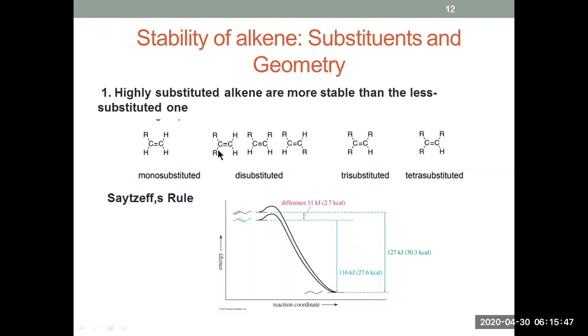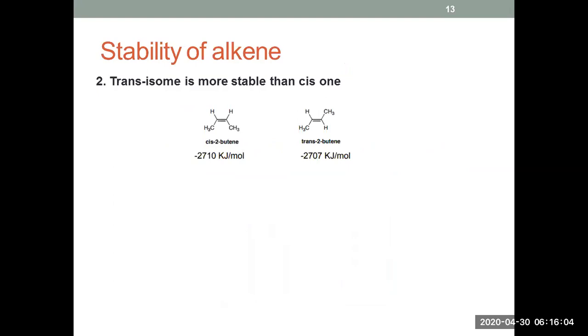So this is also called Saytzeff's rule. This energy diagram shows that this terminal double bond is less stable than the internal double bond. The second criterion is the geometry, the trans isomer. This is trans-2-butene. The trans isomer is always more stable than the cis isomer.